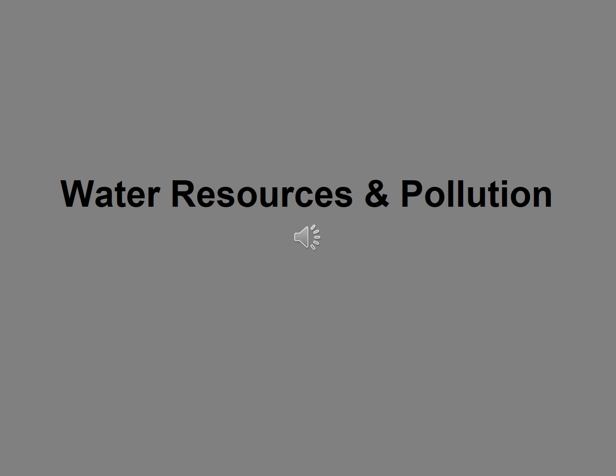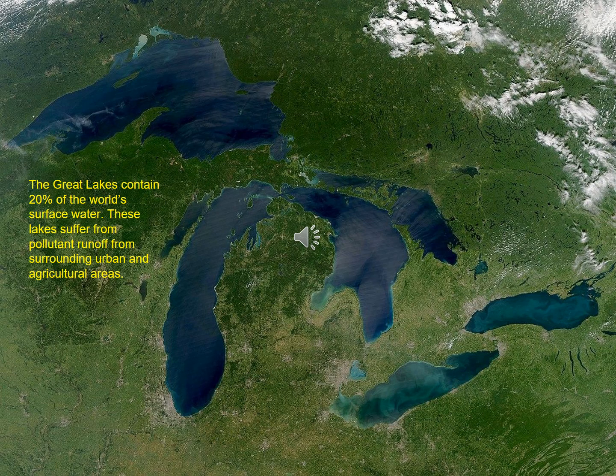This lecture covers all the different types of water resources that we have here on Earth and the pollution that plagues those water sources. Although the oceans are the largest source of water, the Great Lakes and some other lakes around the world contain a significant portion. The Great Lakes themselves, in between the United States and Canada, contain 20% of the world's surface freshwater. The lakes also have quite a bit of pollution.